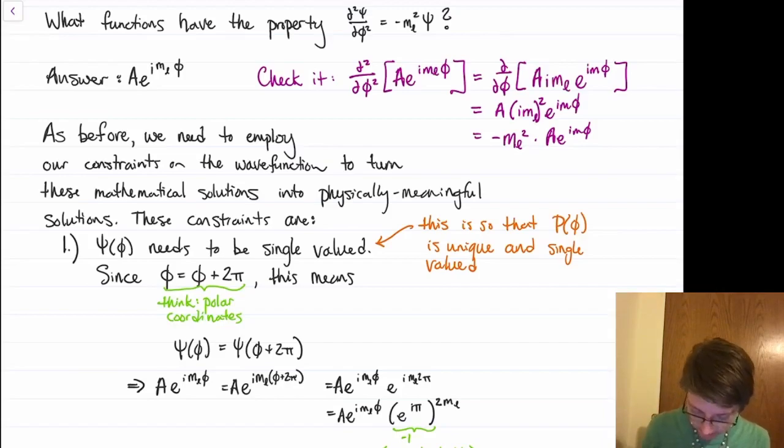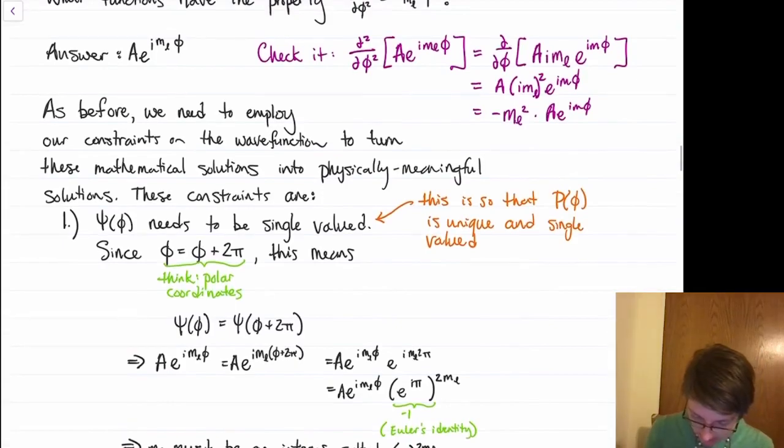So let's plug in our solution to Schrodinger's equation and see what that means, if anything, about what m sub l looks like. So here we go ahead and plug in that A times e to the i m_l theta, or phi, should be equal to that same function, but now with phi plus 2 pi.